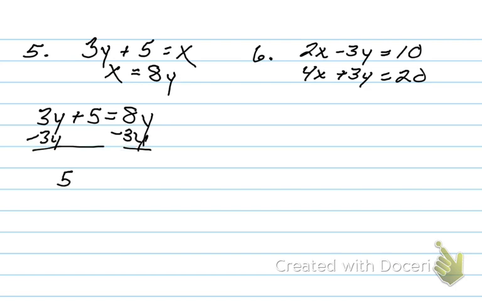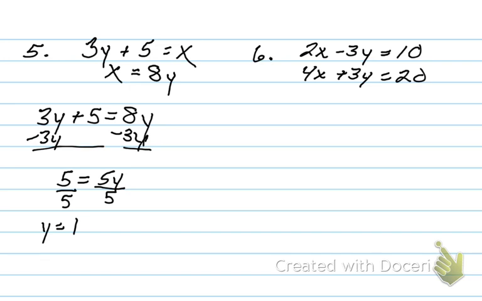Yep, subtracted 3y. 5 equals 5y. Y equals 1. Now, I realize that systems of equations are one of our more difficult concepts. However, this is about as simple as it gets on systems. What do I do with that value to find x? Just tell me, guys. Plug it back in.